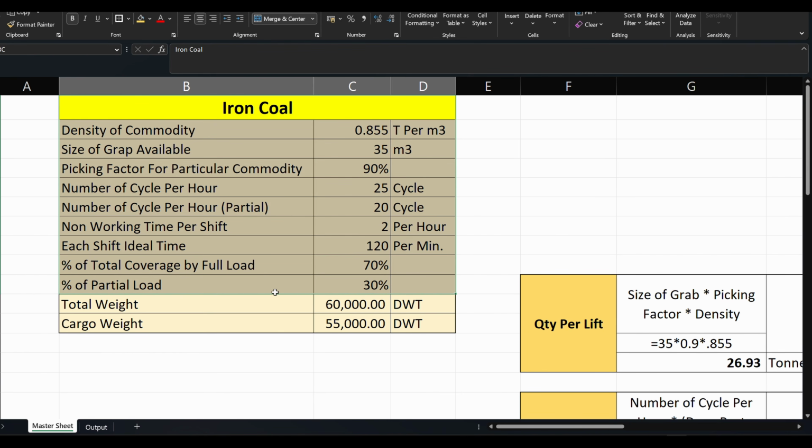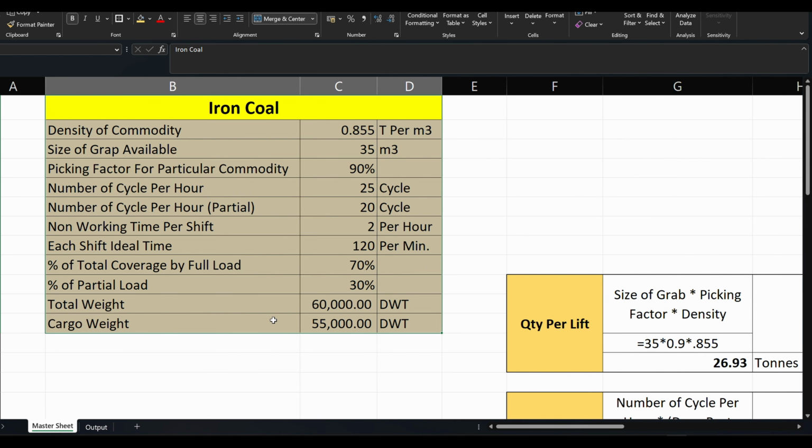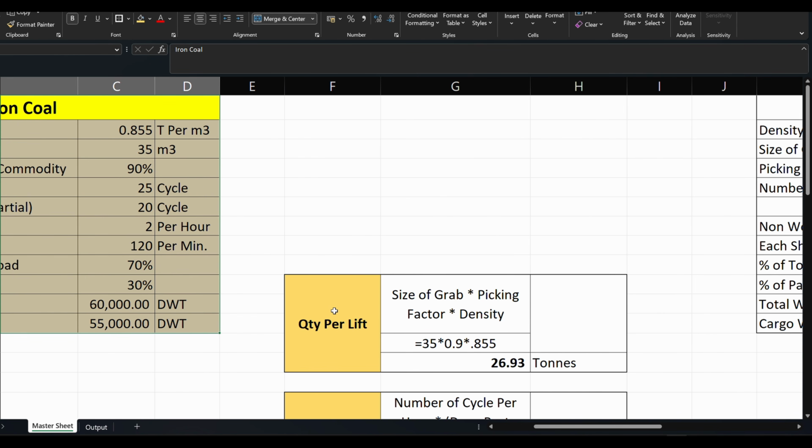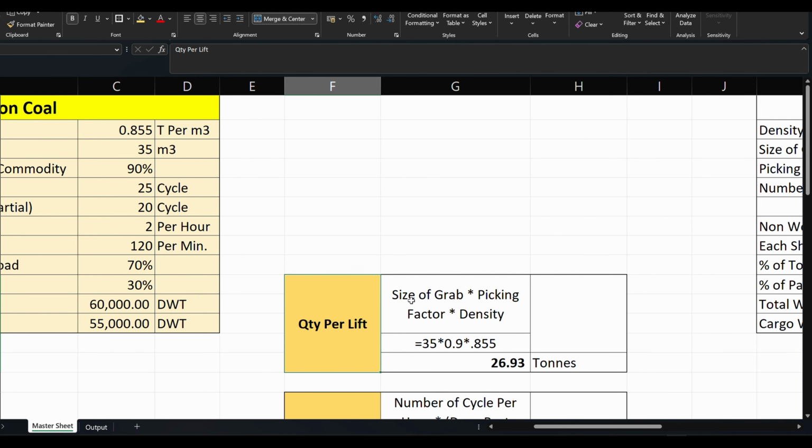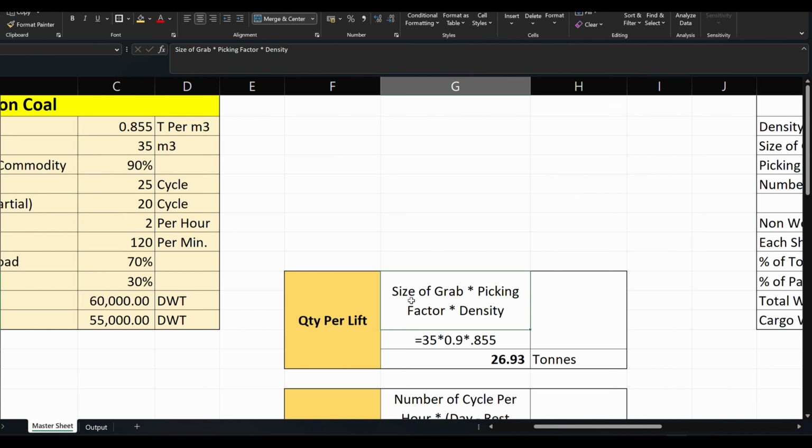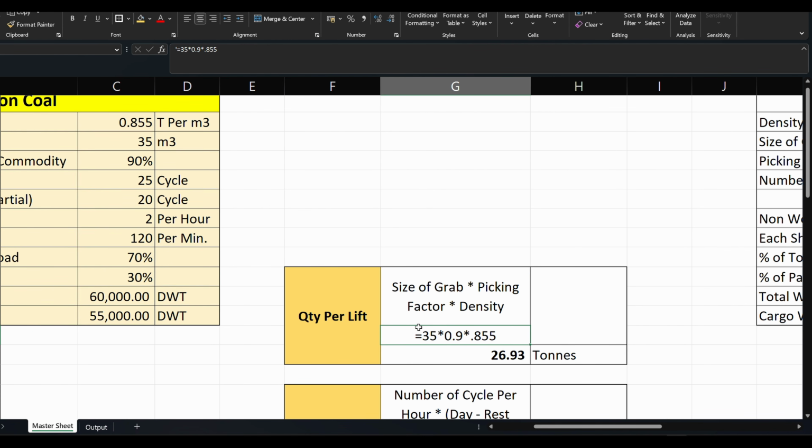From this data they ask how much berth is required. To find the berth capacity and number of berths, we have to start from the quantity per lift. The formula for quantity per lift is size of grab times picking factor times density. The size of the grab is 35.